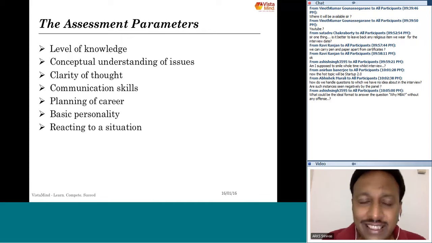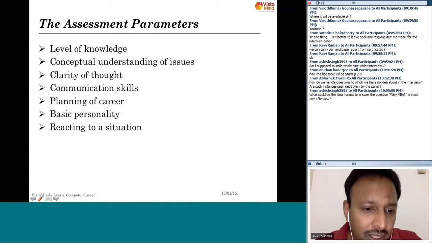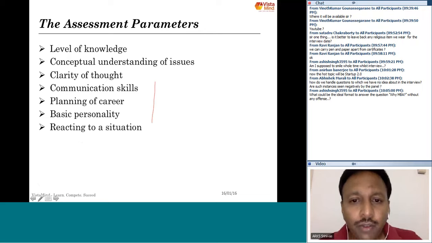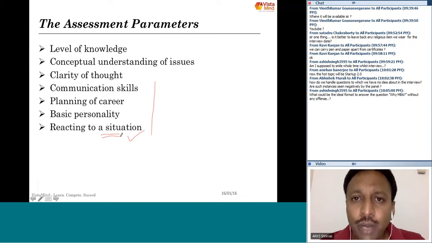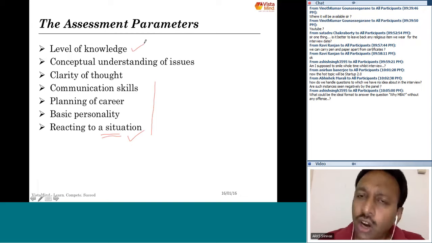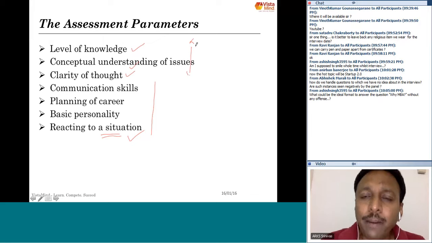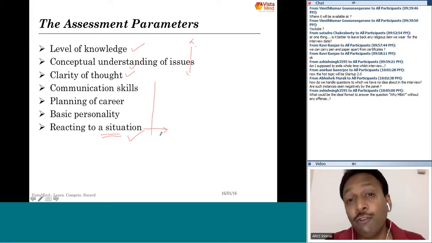The last but not the least in this is probably the most important one which I wanted to discuss. One of the things that I really, really give a very high weightage to, and most institutes give a very high weightage to, is reacting to a situation. You have a level of knowledge of certain topics that you prepared for. You have definitely prepared for various institutes, whether it is your subject knowledge, your job, or current affairs. All these things you can prepare. But there are lots of times when they grill you and force you to react to a situation.